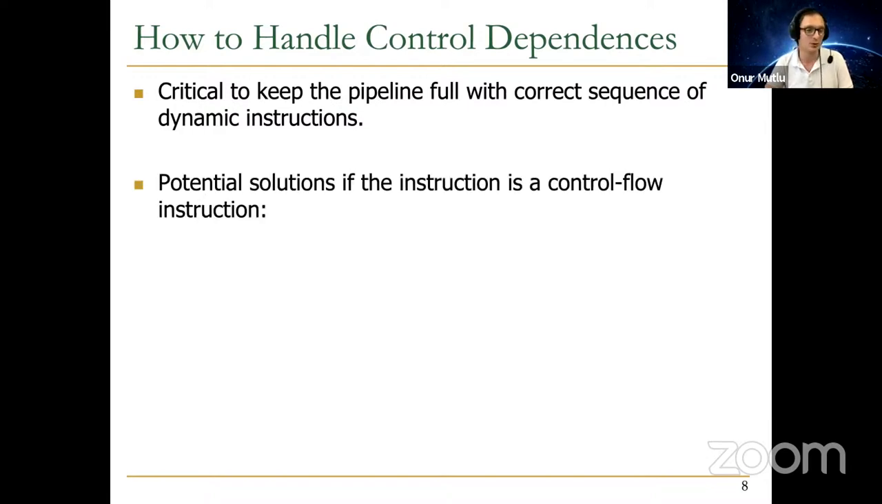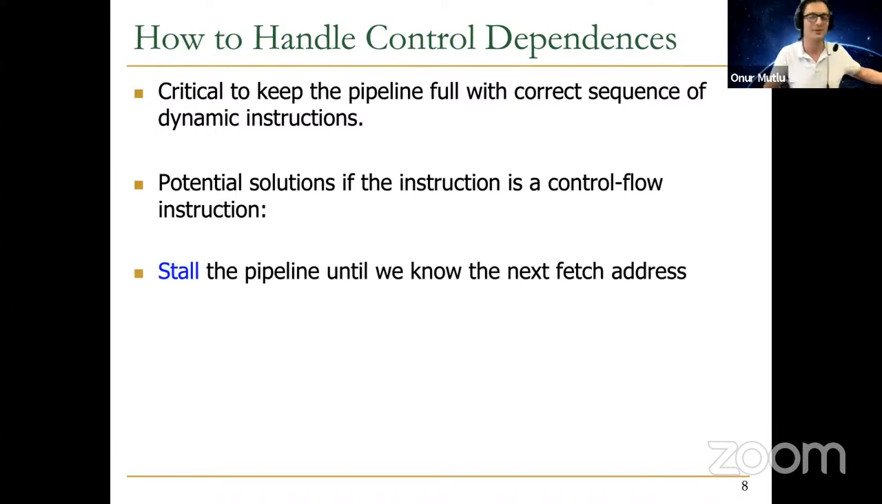Okay, so basically, it's critical to keep the pipeline full with the correct sequence of dynamic instructions. And this is no news to you. And there are multiple potential solutions if the instruction is a control flow instruction. You can stall the pipeline until you know the next fetch address. Bad idea. We've discussed this briefly. I'm going to discuss very briefly again and dismiss it.